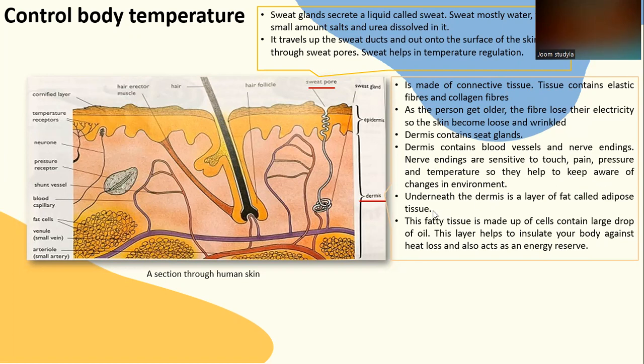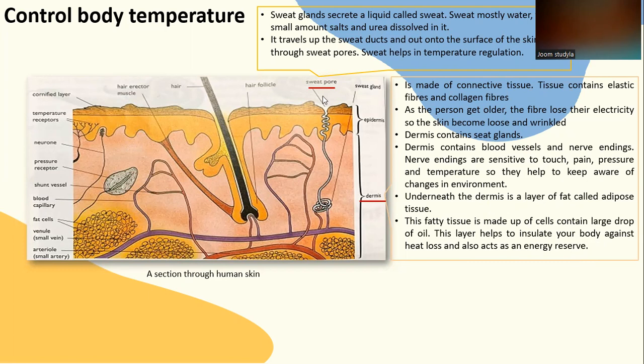environment. Underneath the dermis is a layer of fat called adipose tissue. This fatty tissue is made up of cells containing large drops of oil. This layer helps to insulate your body against heat loss and also acts as an energy reserve.